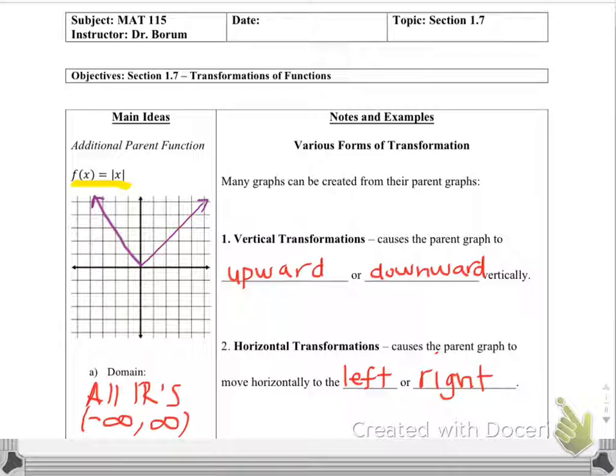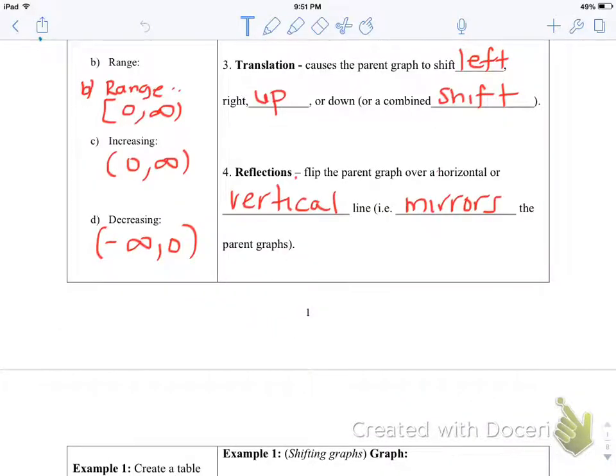We can create many graphs from their parent functions, and we have different transformations. In order to create our new graphs, we look at our parent graphs and transform them some kind of way. So shift them up, down, left, right, or a combination of these. The vertical transformation causes the parent graph to go up or down vertically. Horizontal transformation causes the parent graph to move horizontally, left or right.